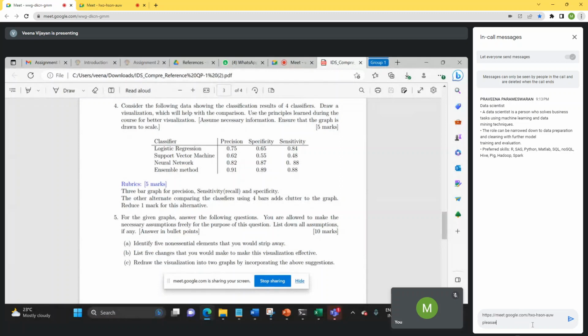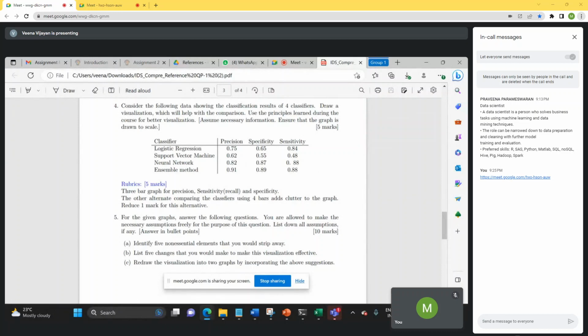Three bar graph of precision, sensitivity, and specificity. The other alternative, comparing the classifiers using 4 bars, adds clutter to the graph. Maximum 3 bars.